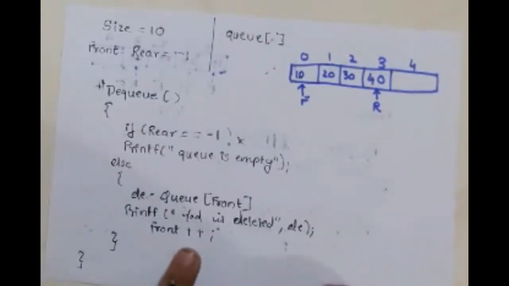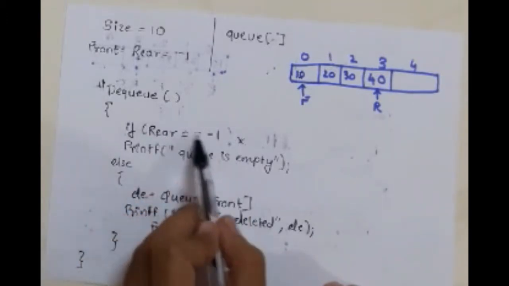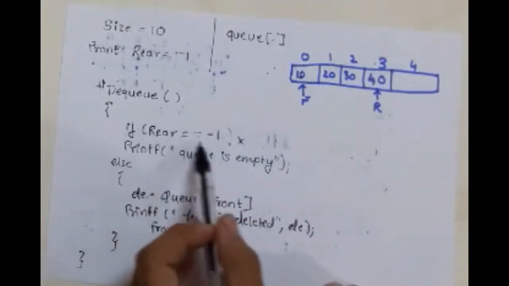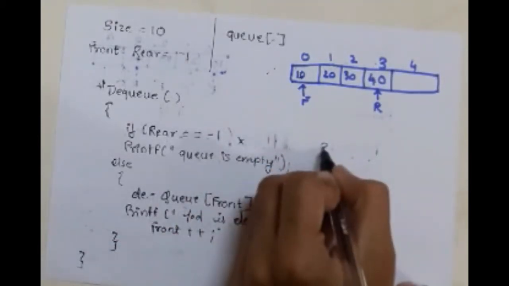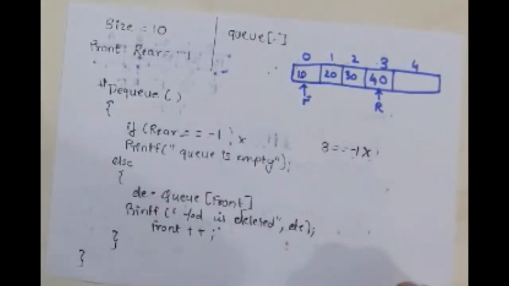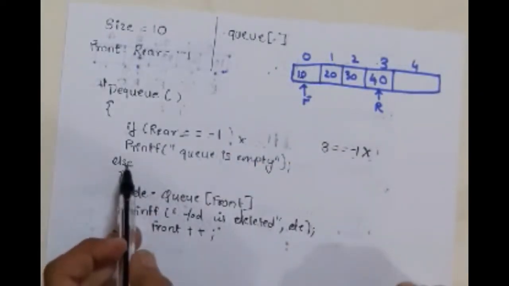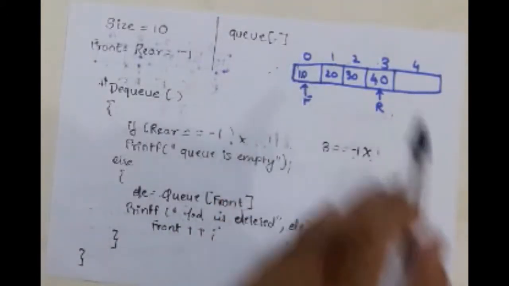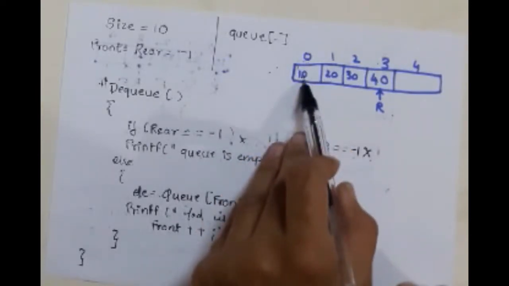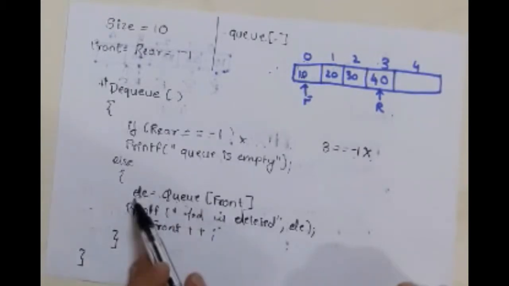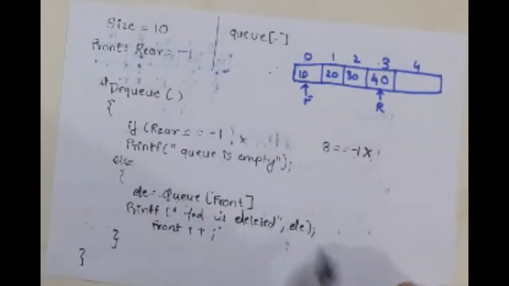Now we will understand it with the help of an example. So first we will check the condition, if rear equals minus 1. Now rear is pointing to 3, isn't it? So 3 equals minus 1? No. Condition not satisfied. So now it will enter the else part. In the else part, element equals Q of front. The front is pointing to 0 and at the 0th position, element 10 is present. So Q of 0 is 10. So 10 will be assigned to element and the element will be deleted.